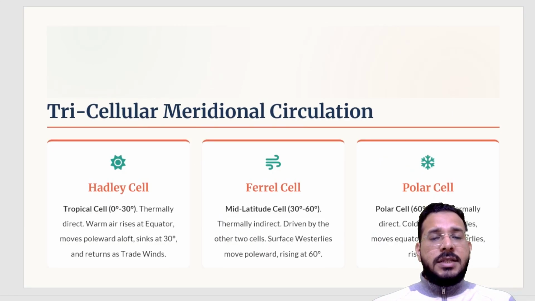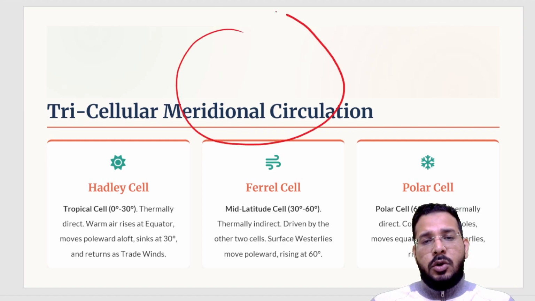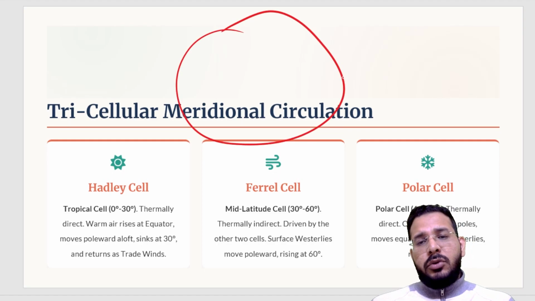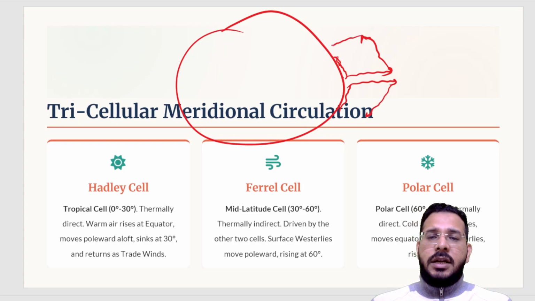Then let us see the tricellular meridional circulation. So if I have this globe over here, then at the equator, the winds over here are coming from the subtropical high pressure belt towards the equator, and they are rising over here, and again going in different directions like this. Then again they are descending down. So this cell is called Hadley cell.